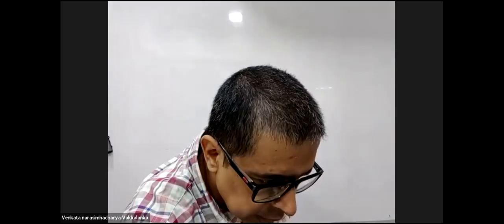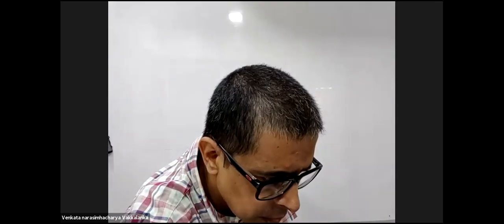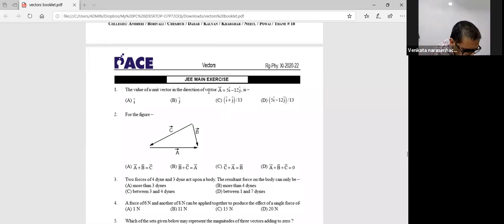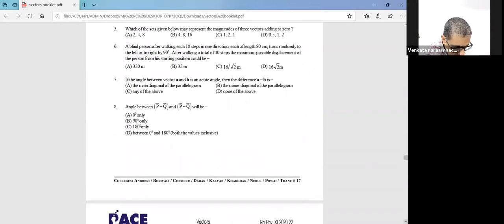All of you have the booklet, right? I'm supposed to do dot product and cross product, which I will not do in a hurry. In the booklet, I will share the screen with you people. There is a JEE Main exercise. Which page number is this? This is page number 17. Are you people able to see this page 17? Yes. Page number 17.